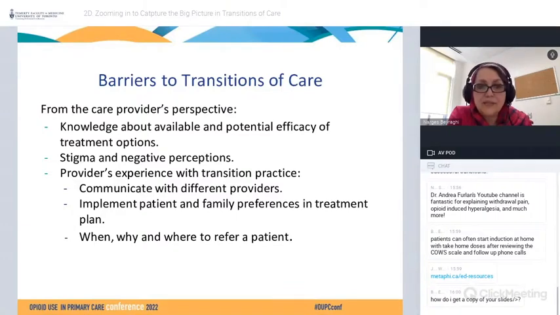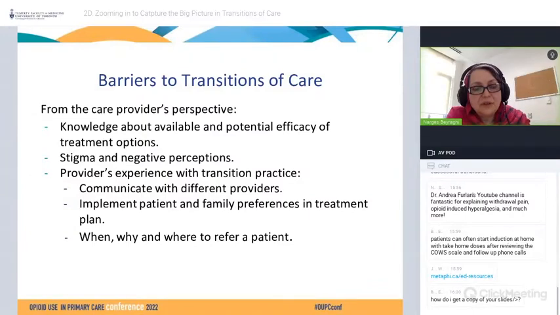There are also barriers from care provider perspectives. We may not have enough knowledge about what's available and what's the efficacy of treatment options available. We may also have our own negative perception and stigma toward addiction. We may not have enough experience communicating with different providers. Different care providers could be the RAM clinic doctor, an addiction counselor, a caseworker, family members, or the intake coordinator of a residential program.